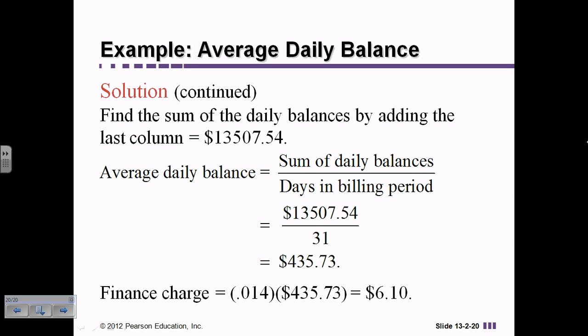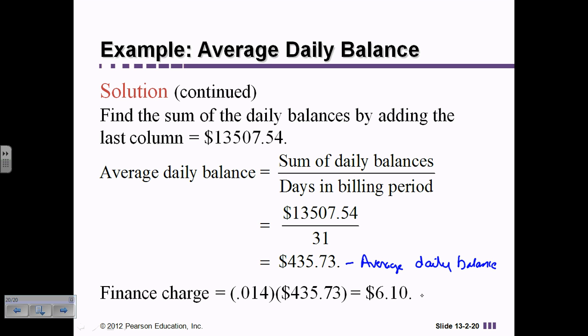So what $435.73 tells us is that this is the average daily balance. It is not telling us that the daily balance at the beginning was 320. It's not telling us the balance at the end was 682. It's calculating an average daily balance, and it's basing the finance charge off of that. So it's taking the $435.73 and multiplying it by 0.014, which is the percentage they gave us. So the finance charge for that month would be $6.10.